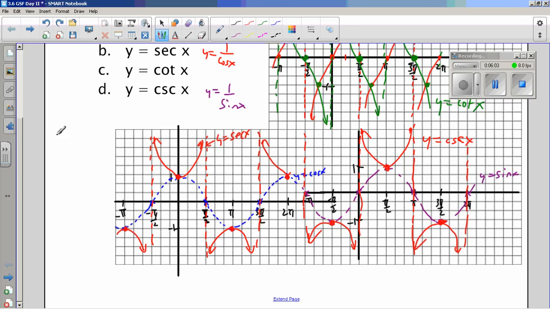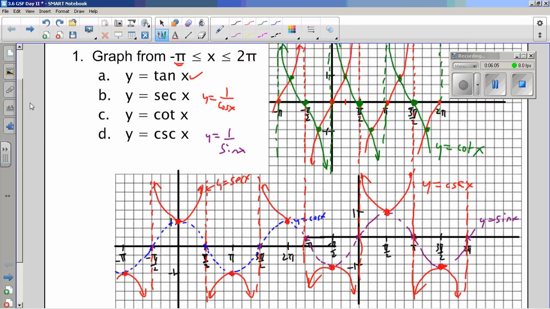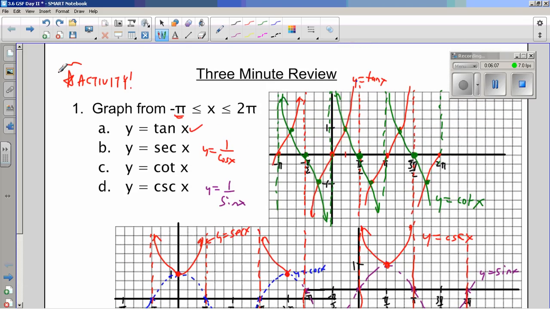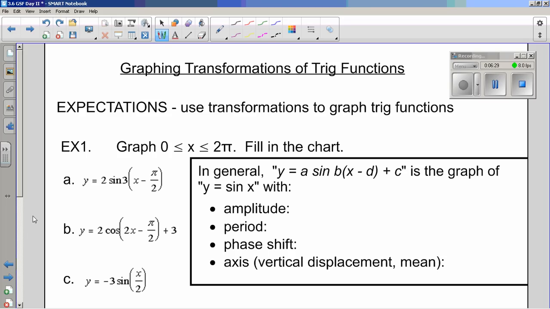Done. Now, we're going to actually start class today with an activity based on these graphs. And so you should know them, because otherwise you're going to look like this. Maybe a little bit more scared. There, does that look scared? Yeah, a little bit. Okay, good. That's a 3-minute review, maybe a little bit more than a 3-minute review, but you fast forward through some of it. Graphing transformations of trig functions.